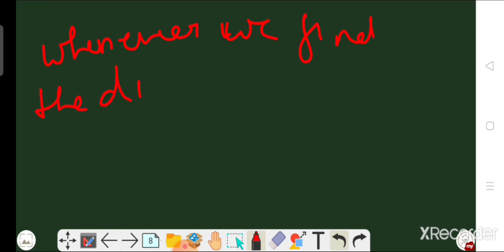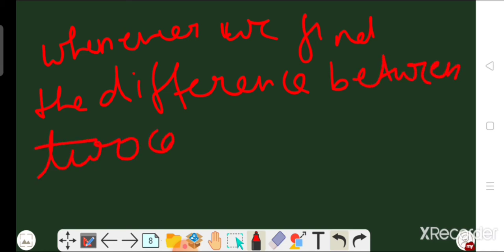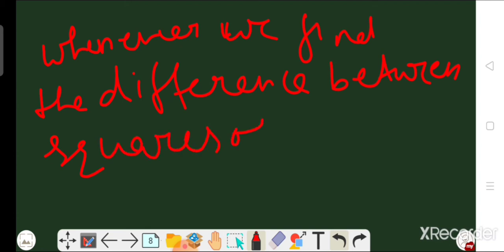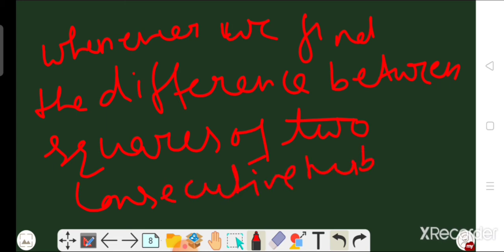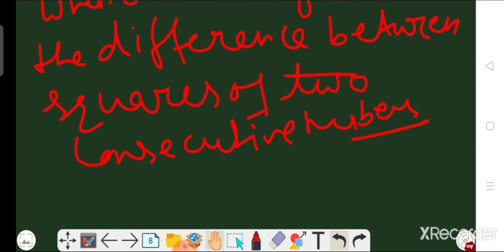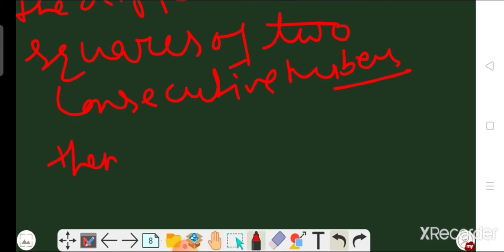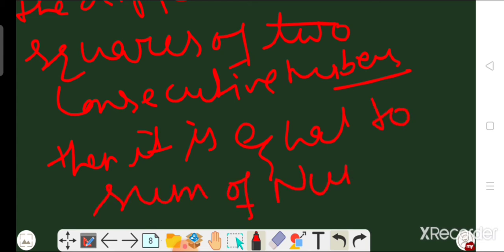Now move on to the next property. The next property of perfect square is, beta, whenever we find the difference between squares of two consecutive numbers, then it is equal to the sum of the numbers. Okay, now look at the example.